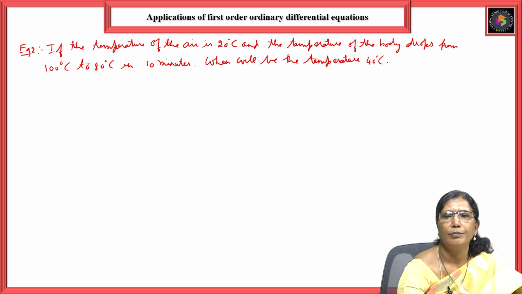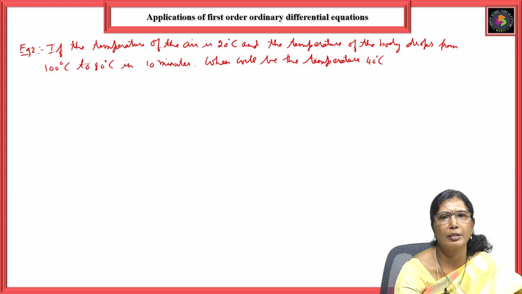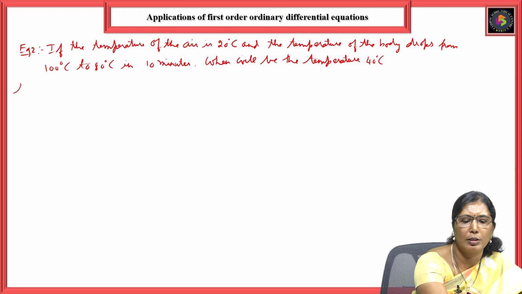So they have given the air temperature as 20 degrees centigrade. The body drops from 100 degrees centigrade to 80 degrees centigrade. That is, initially it is 100 degrees centigrade and it reduces to 80 degrees centigrade after 10 minutes. They have asked when the temperature reduces to 40 degrees centigrade, so you have to find time here. So what is the solution here?